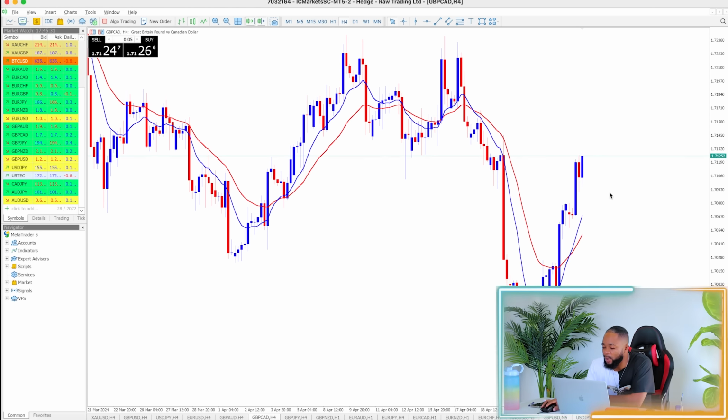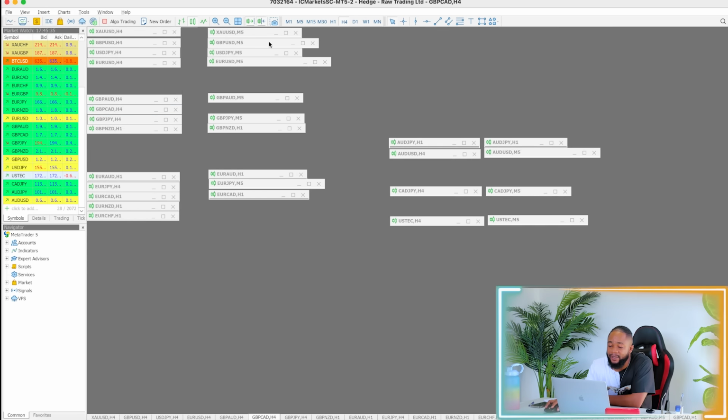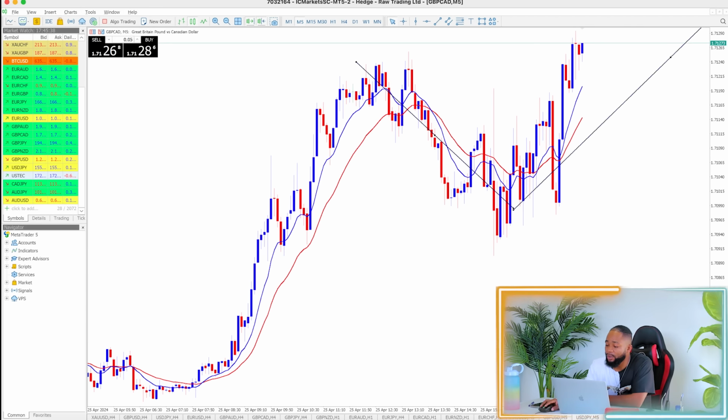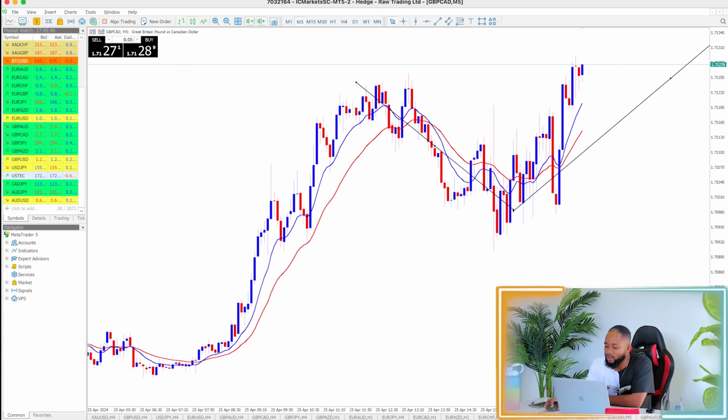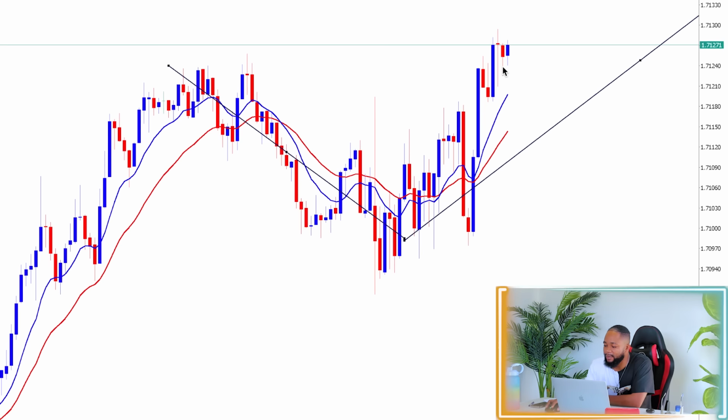Great Britain Pound CAD, we can confirm the market is buying. On the lower time frame, which is the 5-minute time frame, we have to confirm if the market is also buying. Voila! You can see the market is also buying.